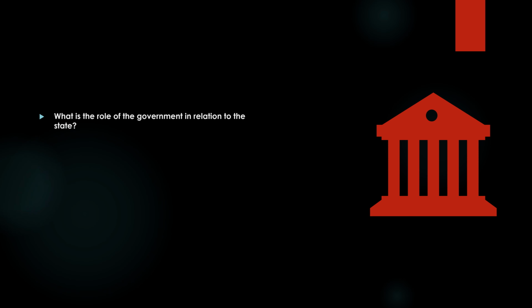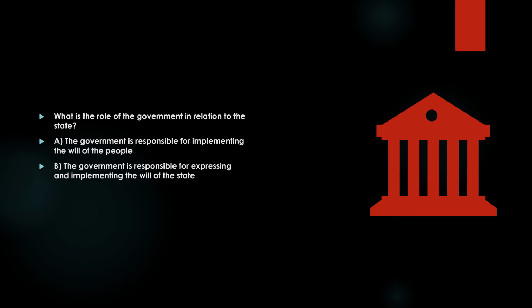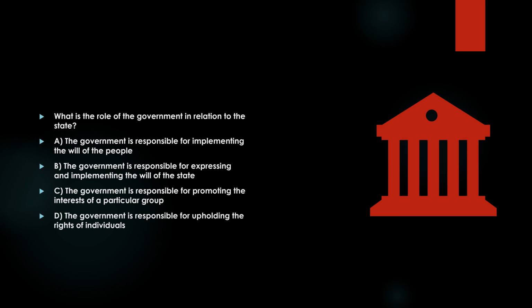What is the role of the government in relating to the state? The government is responsible for implementing the will of the people. The government is responsible for expressing and implementing the will of the state. The government is responsible for promoting the interest of a particular group. The government is responsible for upholding the rights of individuals. Answer B, the government is responsible for expressing and implementing the will of the state.